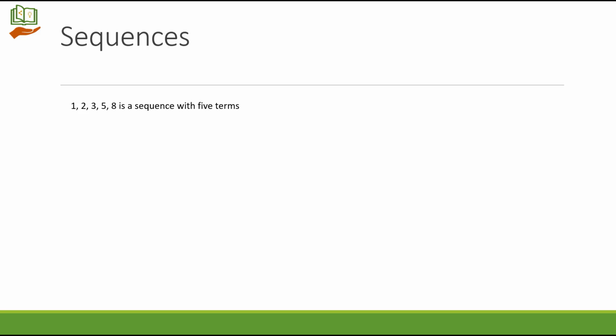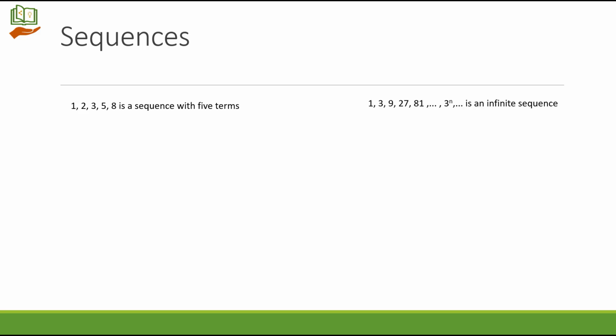1, 2, 3, 5, 8. This is a sequence with 5 terms. Do you find any pattern among these 5 terms? Yes, when you add 1 and 2 you get 3, when you add 2 and 3 you get 5, when you add 3 and 5 you get 8.